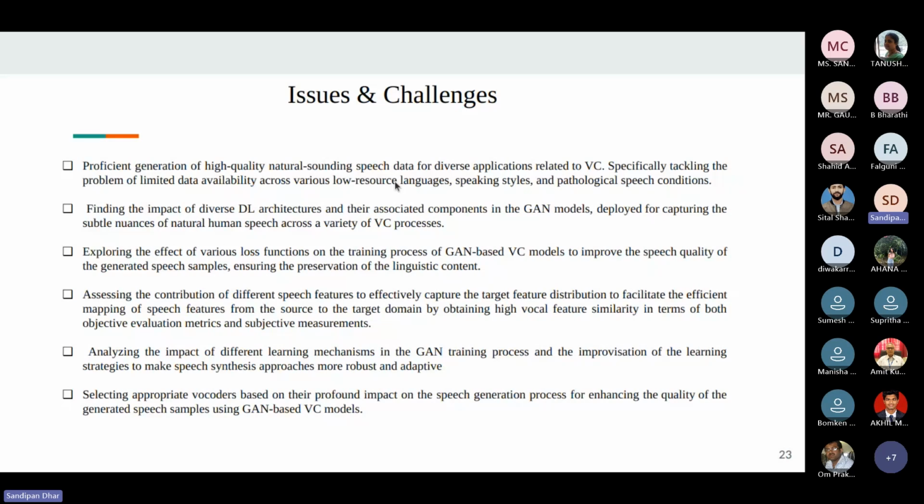It has crossed around 4.5, considering 5 as the highest score benchmark for the ground truth. For the generated data we are getting more than 4. Then there is finding the diverse deep learning architecture which will be the best one for specific tasks, specifically for multiple settings of voice conversion. Then selection of the hyperparameters, then selection of the vocoders that I have already explained. These are the existing issues and challenges.